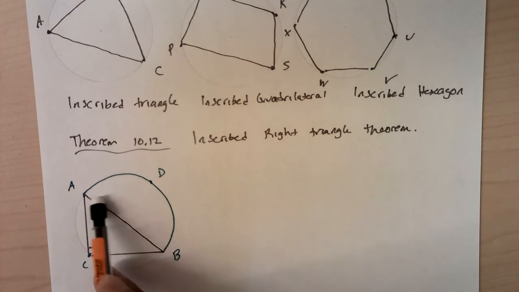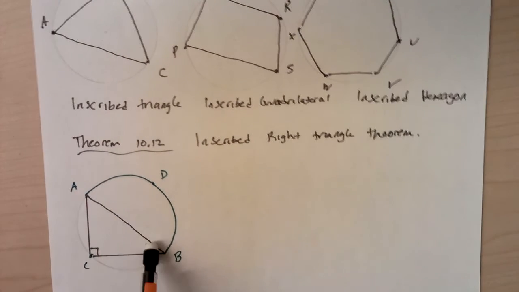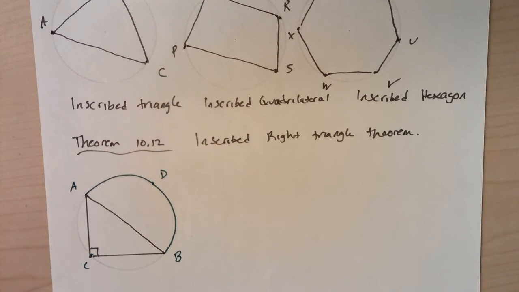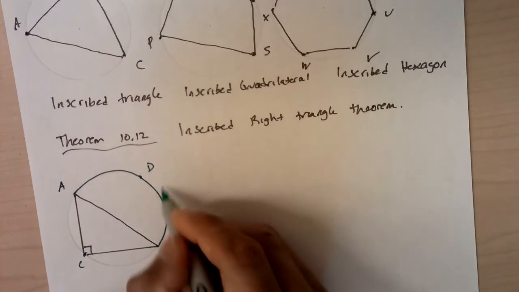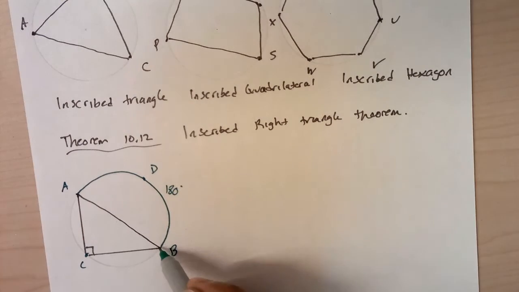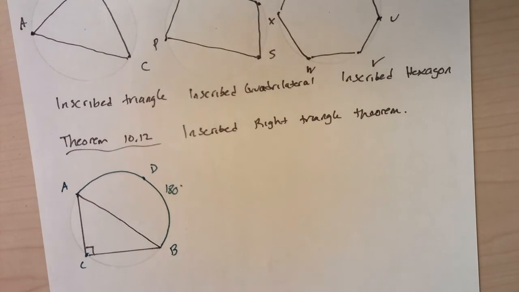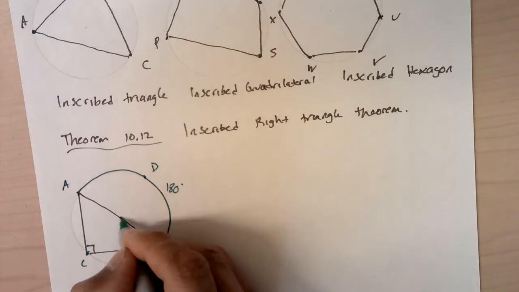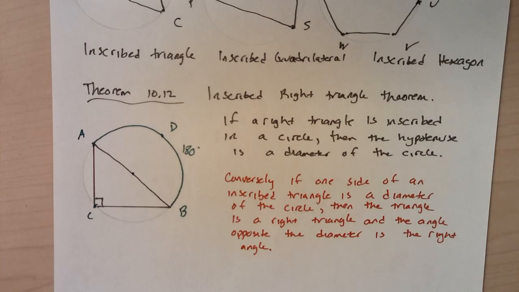Maybe to see a little bit easier, that arc ADB is a semicircle. You have to kind of pretend that segment or chord AB is not there. And this would be the inscribed angle. It would have to be twice that. This is 180 degrees. Again, that's a semicircle, which means chord AB, or the hypotenuse of the right triangle, has to be a diameter. And that means it passes through the center of the circle.